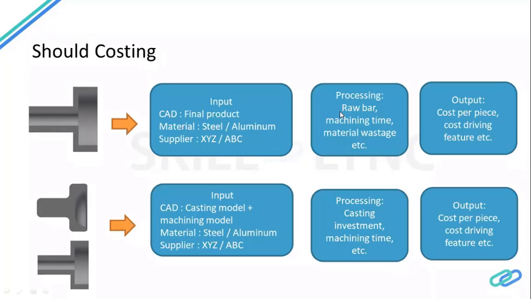It already understands what raw material is required for this part, which could be a raw bar. Then it does the machining time calculation, how much machining time is required for this part. It determines how much material wastage there is. It also decides how much labor cost and how much tooling cost is required. And finally, you get the output of how much cost is required per piece.